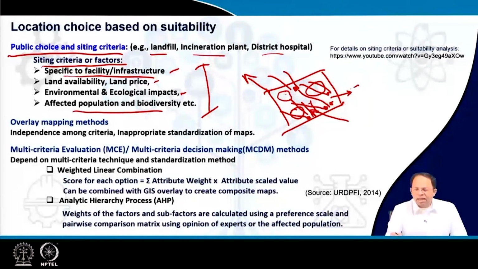So in this way, I can keep on adding layers and I can reduce the scope of locations where I can particularly put my plant, and eventually I could come to one single location or maybe a very few locations from where I have to choose and make a decision.